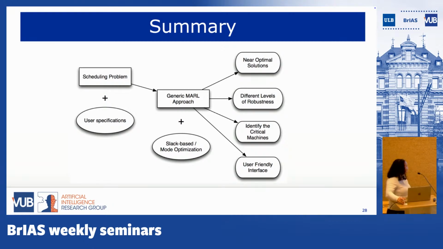So up to here, we were able to have, let's say, a specific approach that can take a scheduling problem plus some user specifications. It obtains near optimal solutions with different levels of robustness. It can identify the critical machines, and using this user-friendly interface, the user can define all these parameters.